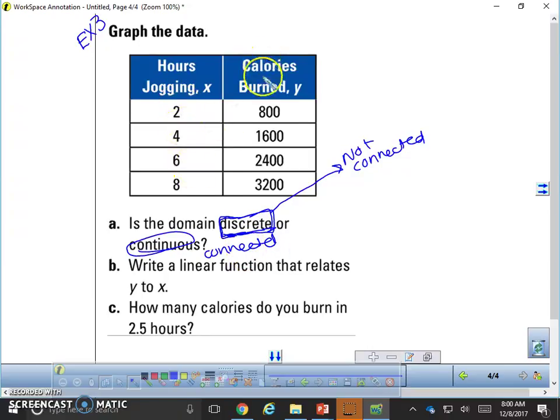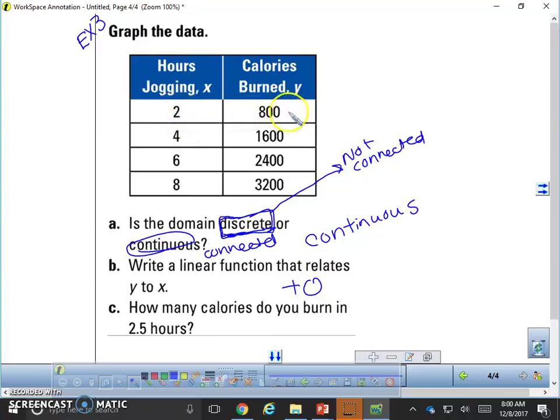So hours jogged, calories burned. Can hours be in between 2 and 4? Yes. Can calories be between 800 and 1,600? Yes. So this is continuous. Write a linear function that relates y to x. So if you jog 0 hours, you're going to burn 0 calories. Makes sense, right?